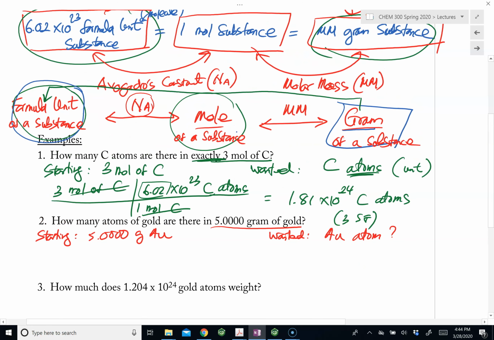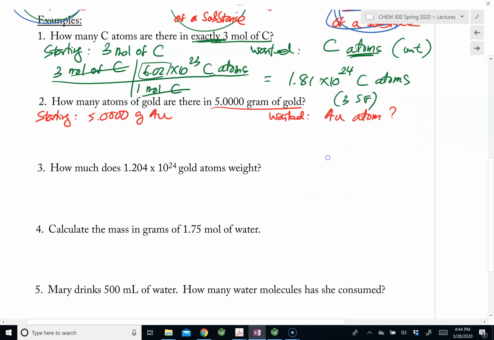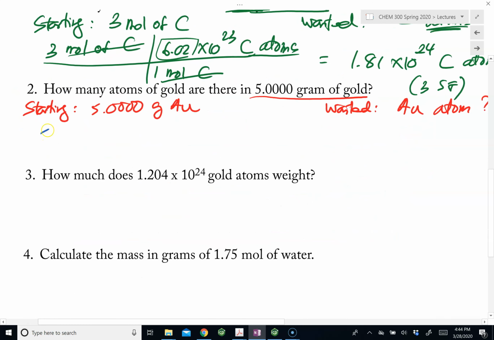So in this example right here, let's go from gram. The most effective way to convert from gram of gold into atom of gold will be using this relationship from above. So let's do this. Here in this case, we start out with 5.00 gram of gold. And make sure you include all of these zeros, so that way we are not changing the sig fig in this problem.